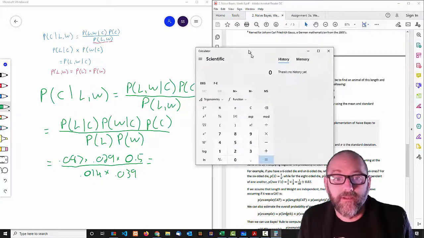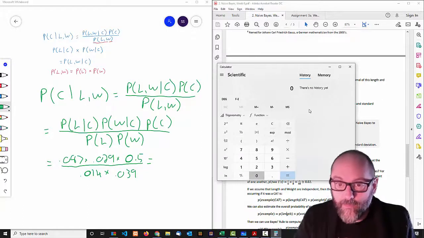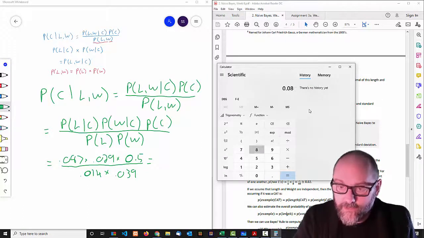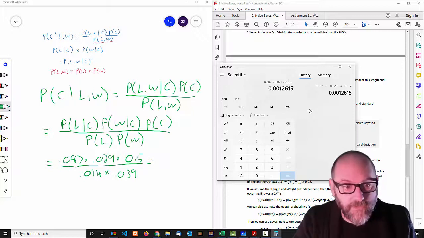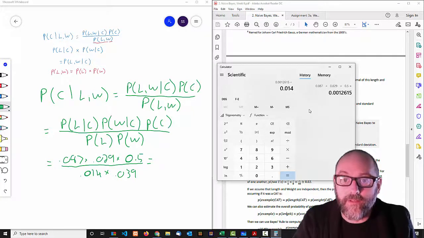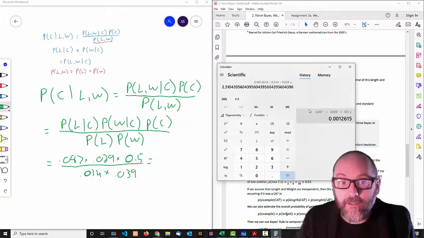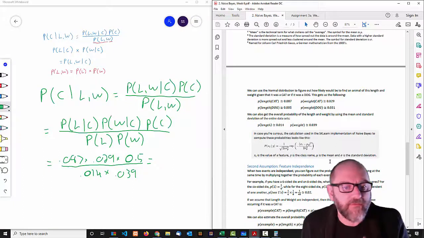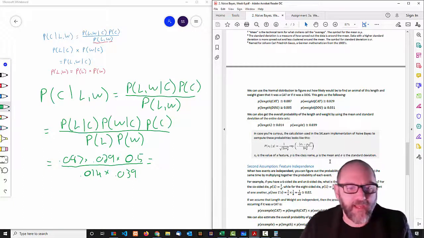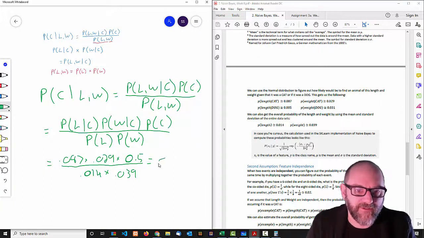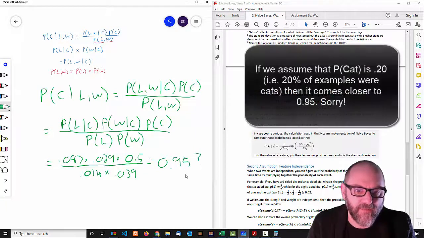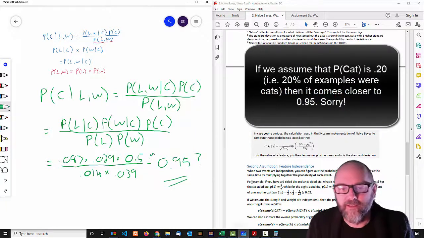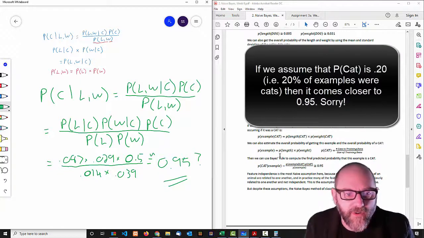Let's get the calculator here. So we've got 0.087 times 0.029 times 0.5. Okay, and then we can just do divided by 0.014, and then again divided by 0.039. That doesn't look right. All right, well, never mind. That's deeply unsatisfying. So it's supposed to equal, if my example was correct, approximately 0.95. But apparently it doesn't quite work.